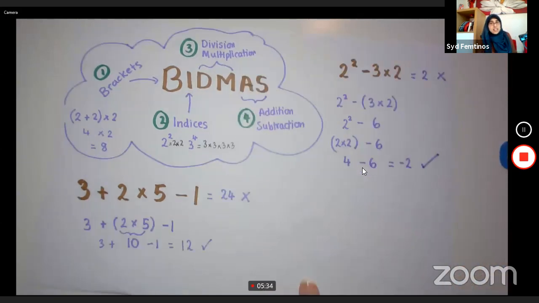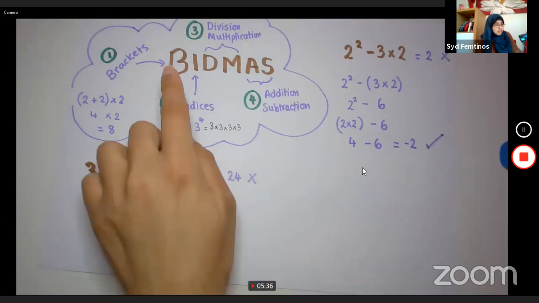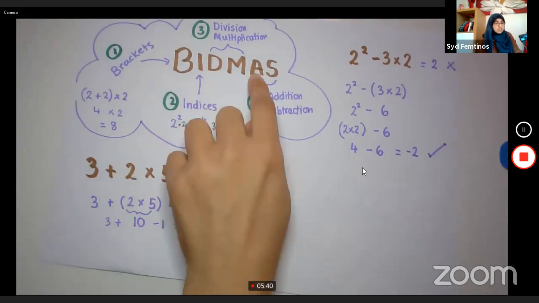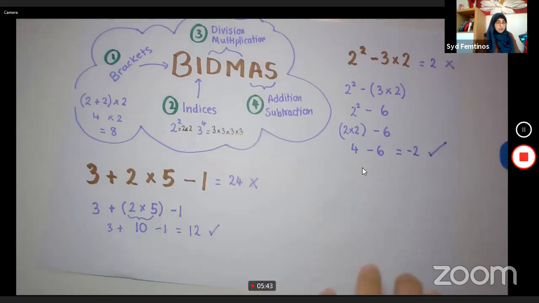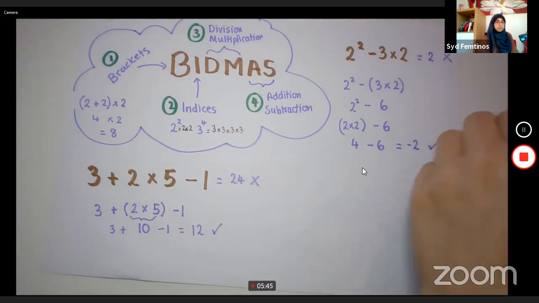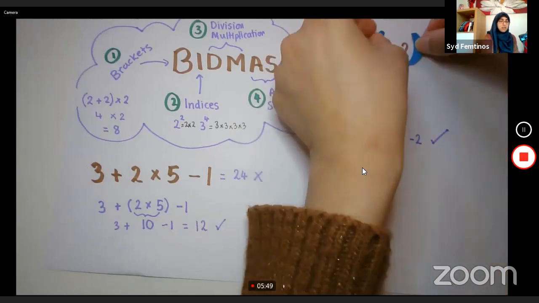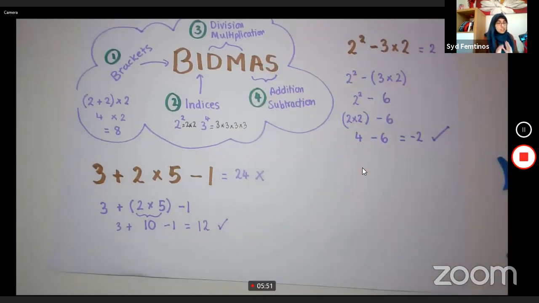Okay, so this here is BIDMAS. You've got to do brackets first, indices, division and multiplication third, addition and subtraction fourth. But we can create our own imaginary brackets to make it look really exciting, okay? So we can put our imaginary brackets, but you've got to put them in the right places. So always put them where you've got multiplication or where you've got division, okay?